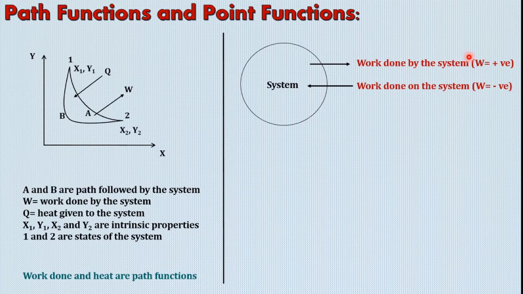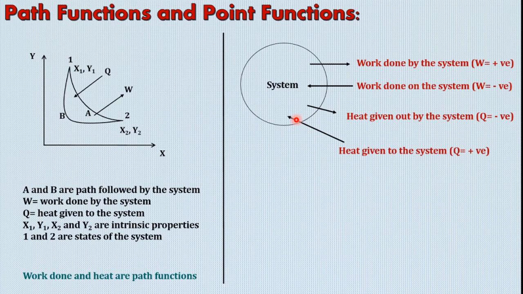In case of heat, how? Let us see. Again I am considering the same direction of arrow. This arrow indicates that heat is given out by the system, and it is considered as negative, unlike the earlier case. In the earlier case the outward arrow was positive, but in case of heat, the outward arrow is negative. So the outward arrow of heat indicates heat given out by the system. And then what about the inward arrow of heat? The inward arrow of heat indicates heat given to the system.